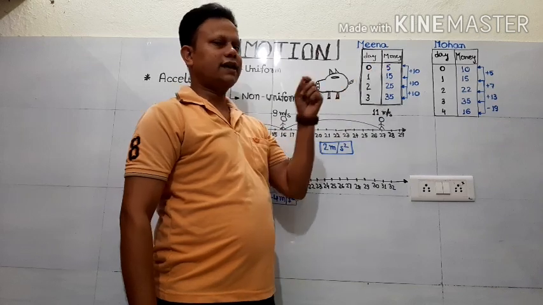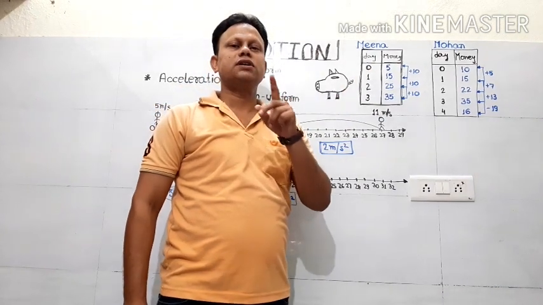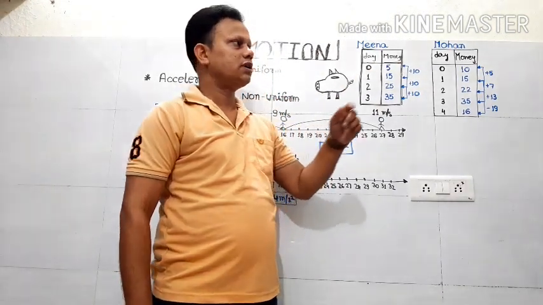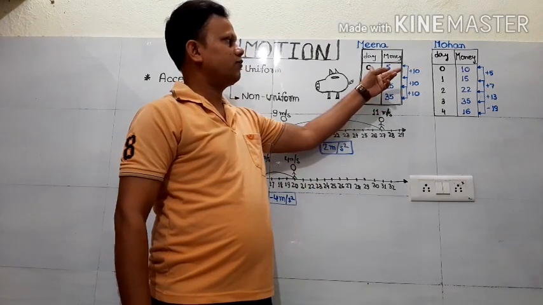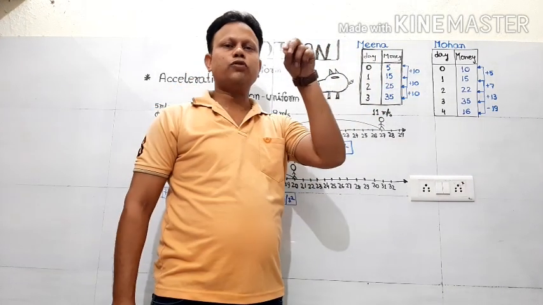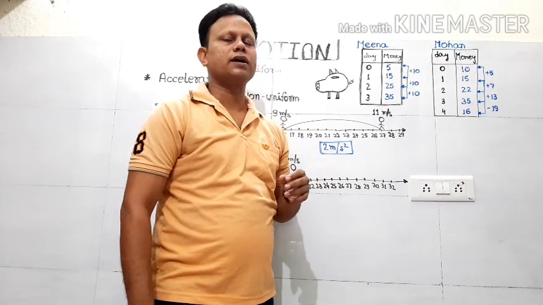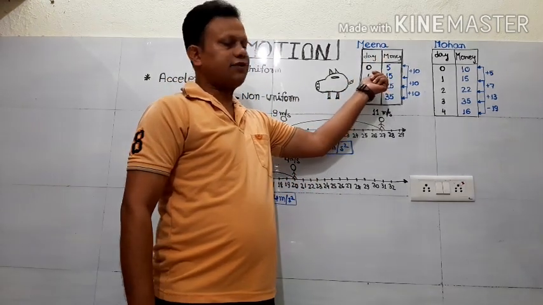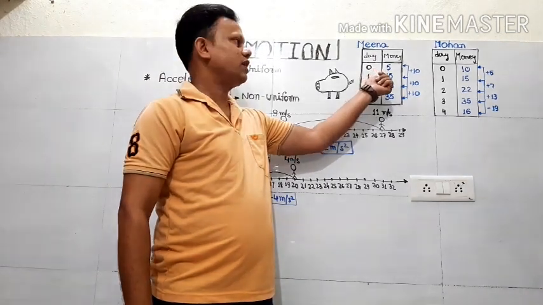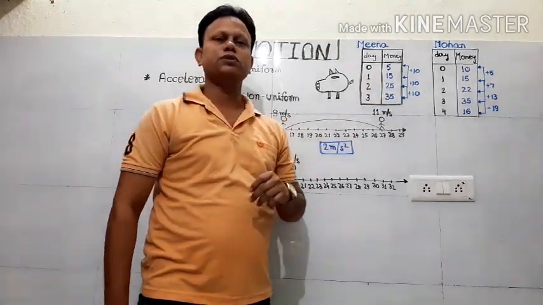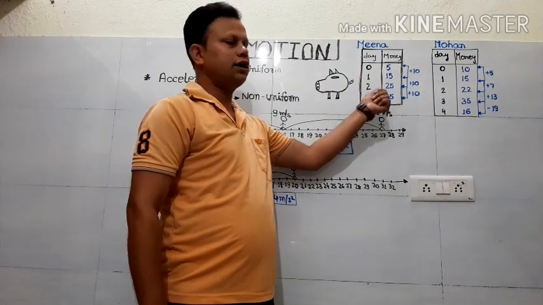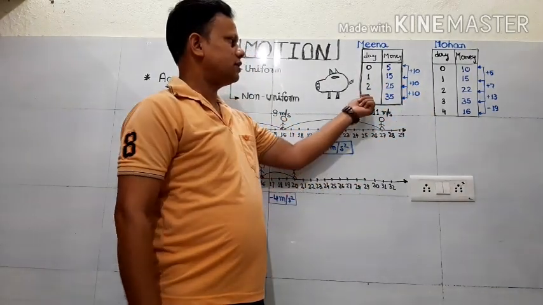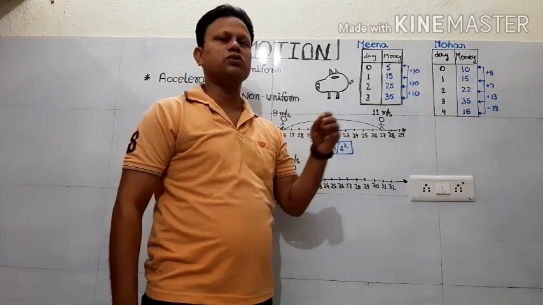Suppose at day 0, means the very first day, Meena put a 5 rupee coin into the piggy bank. Now, after one day, that means next day, she deposited 15 rupees into it. Then on the second day, 25 rupees, third day, 35 rupees and so on.